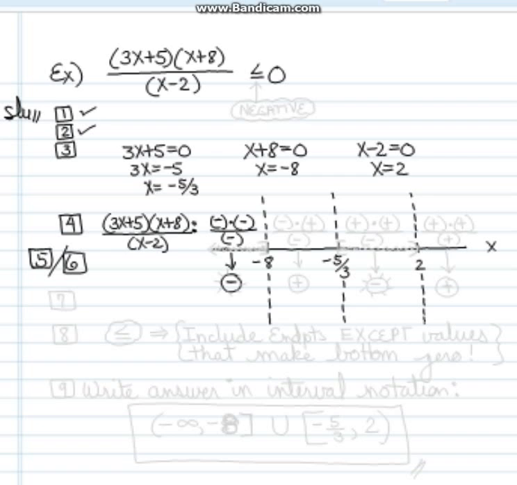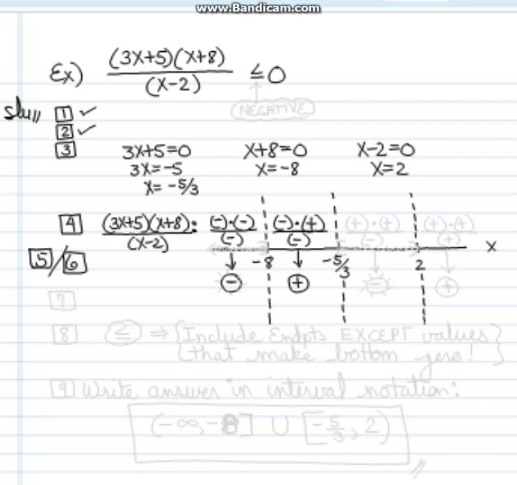Now let's choose a value between negative 5/3 and negative 8. Let's say negative 7. That lives in there. 3 times negative 7 is negative 21 plus 5. That's negative. Times negative 7 plus 8. That's positive. Divided by negative 7 minus 2. That's negative. So on the top we have a negative because negative times positive is negative. Negative divided by a negative gives us a total value of a positive for the fraction in this region.